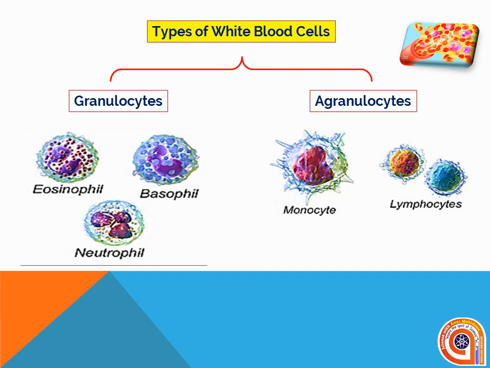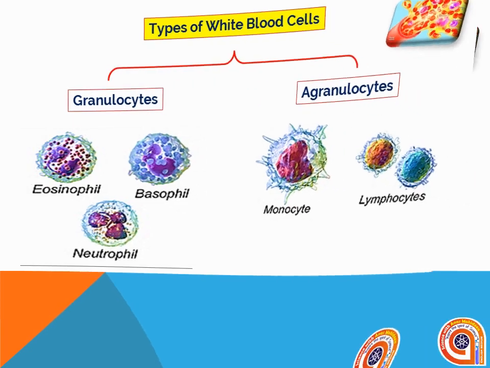Agranulocytes, they do not have granules. There are two types, monocytes and lymphocytes. The nucleus of lymphocytes covers the entire cell, whereas the monocyte is partially covered by the nucleus. So these are the two types of white blood cells. Accordingly, eosinophil, basophil and neutrophil are the granulocytes. Monocytes and lymphocytes are the agranulocytes.